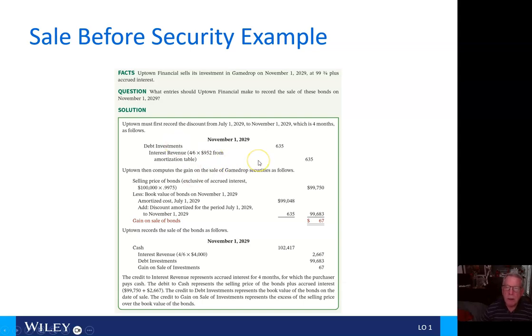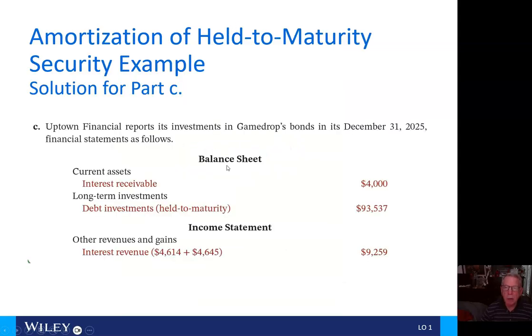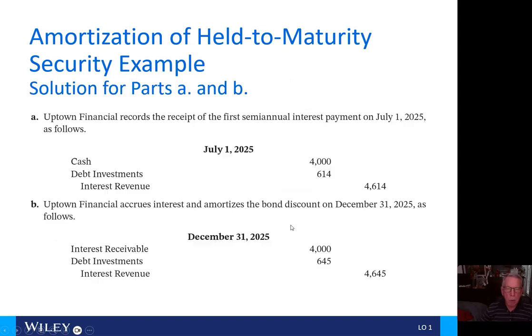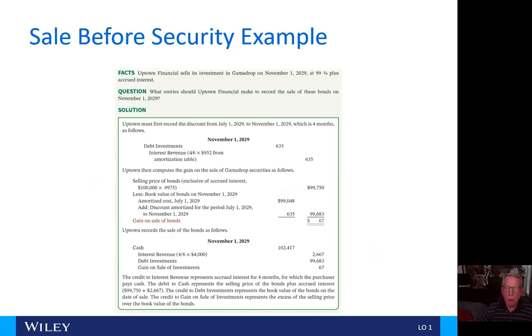Well, first of all, we need to bring the discount up to speed. So we're going to do that by taking the $952. We'll go back to the amortization table and show you that. Here's the $952. And we're going to take that, but we're not getting it for the full term. We're only getting it for 4 of the 6 months. So we take 4/6 of $952, and that's $635. So we'll debit debt investments, and credit interest revenue for $635.